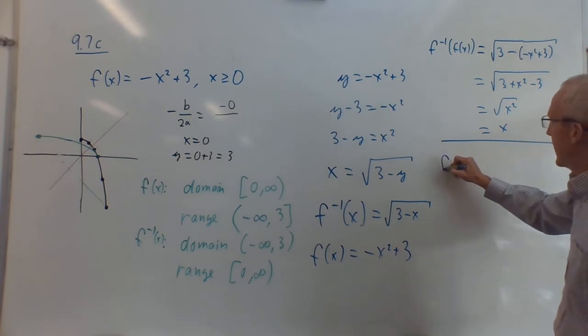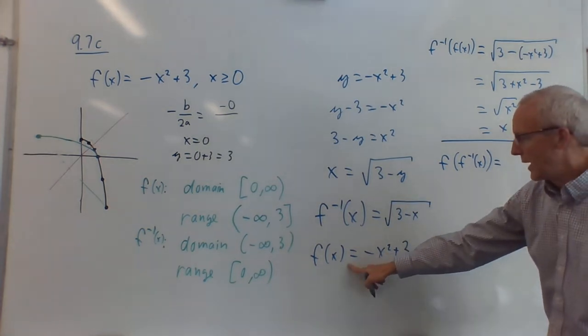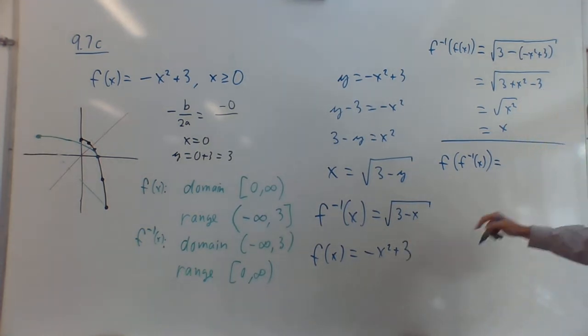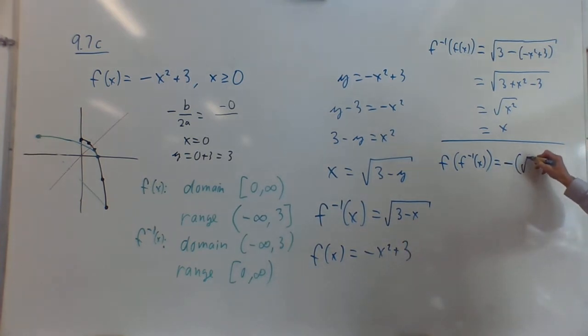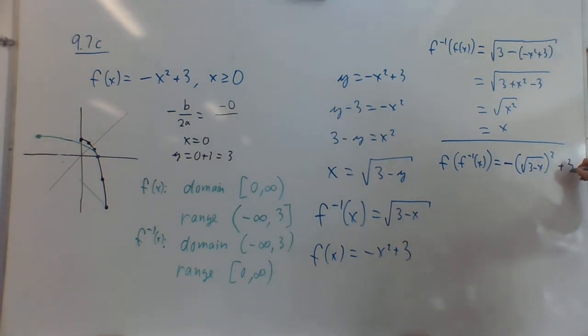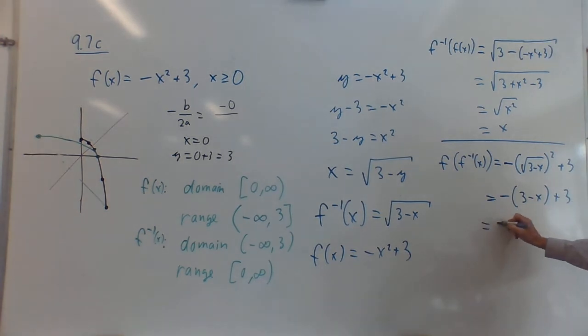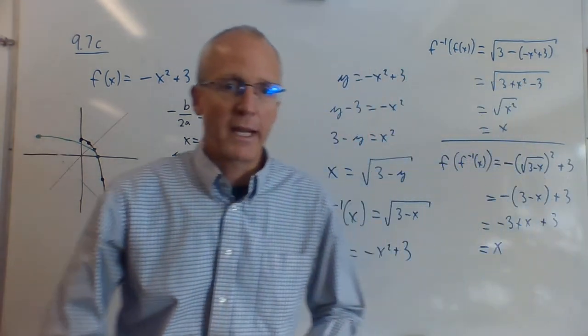Now, let's do it the other way. F of f negative 1 of x. And we take f, and everywhere there's an x, we plug this in. So it's negative, there's an x squared, so we plug this in. Negative square root of 3 minus x, squared, plus 3. So that's negative 3 minus x plus 3, which is negative 3 plus x plus 3. Negative 3 and the 3 go away, and that's just equal to x. So it worked. We did the math right.